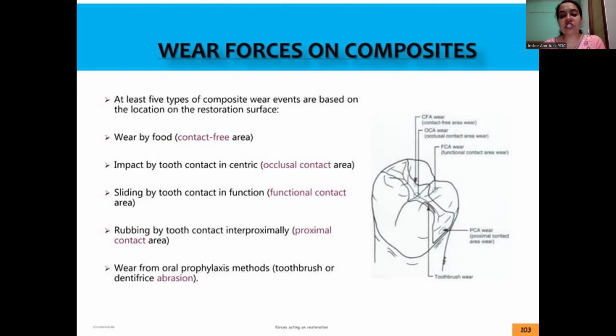So when you have a functional movement, you tend to move the tooth in the lateral or in the eccentric manner. That is when you have a functional wear. That time the wear is mostly seen onto the cuspal slopes. Next is the proximal contact area. Here, that is the rubbing of the tooth contact, so tooth to tooth contact. And also you tend to put something because of food lodgement in the dental area, that also can contribute to proximal contact wear. Now, the fifth one is the wear from the oral prophylaxis methods, that is dentifrice abrasion.